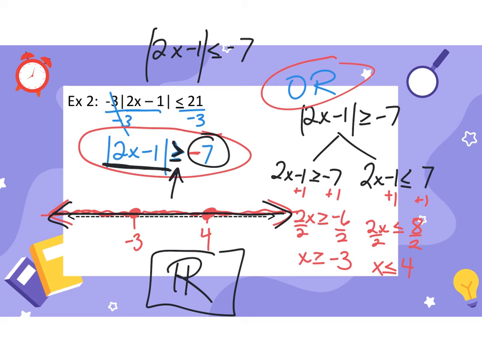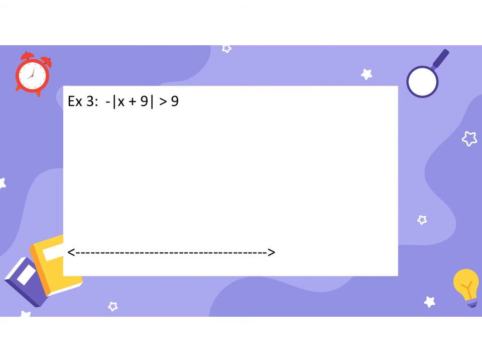No, it wouldn't. So that would be that no solution case, okay? So now that we know what those two things look like, let's go ahead and jump to number 3.